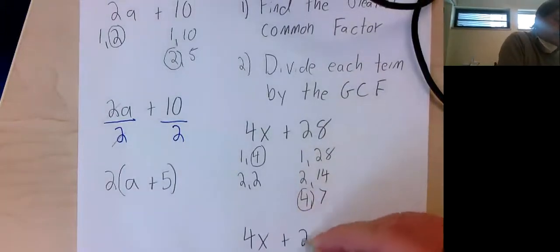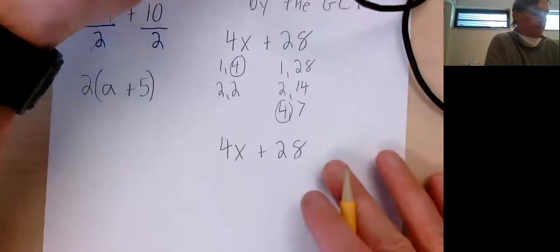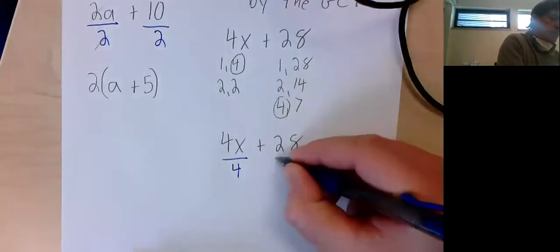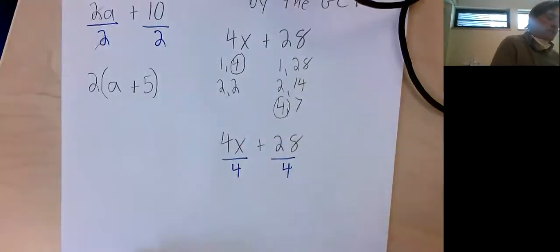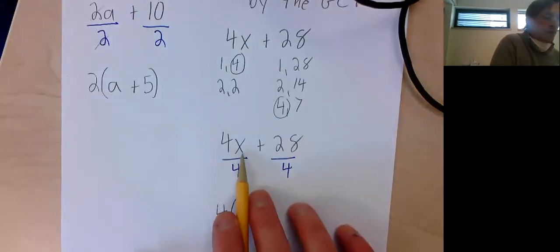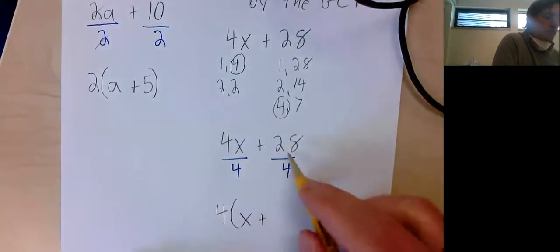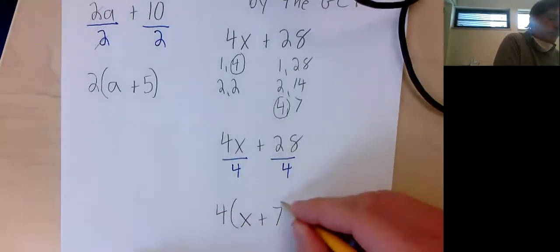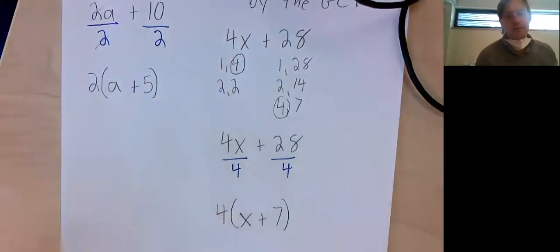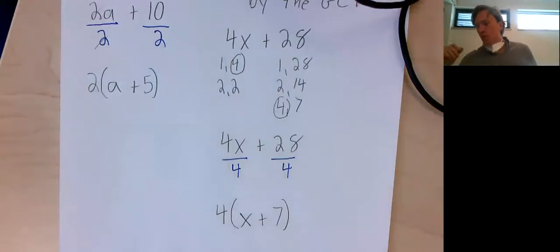4x plus 28. I'm going to divide by the greatest common factor. That greatest common factor is going to become the outside in my parentheses here. 4x divided by 4, where our 4's just drop out, leaving me with x, plus 28 divided by 4 is 7. There's my factored form of 4x plus 28: 4 parentheses x plus 7. One more.